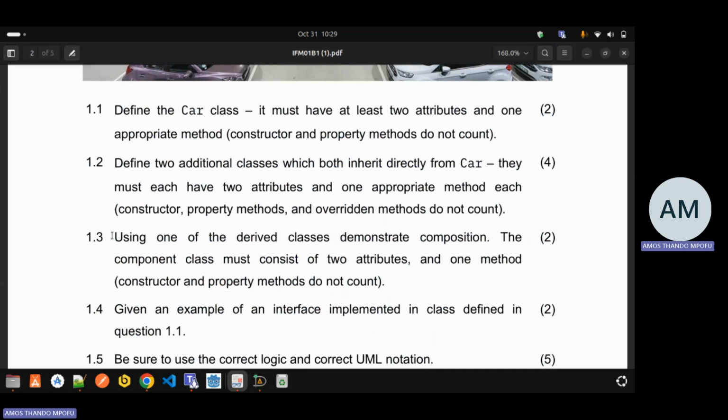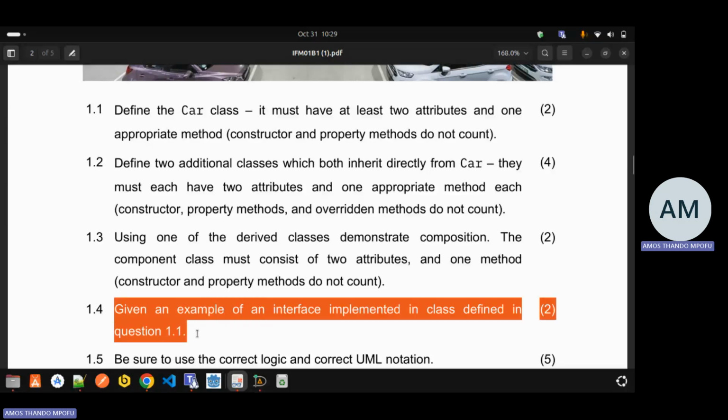Give an example of an interface implemented in the class defined in the question. 1.1. Give an example of an interface implemented.